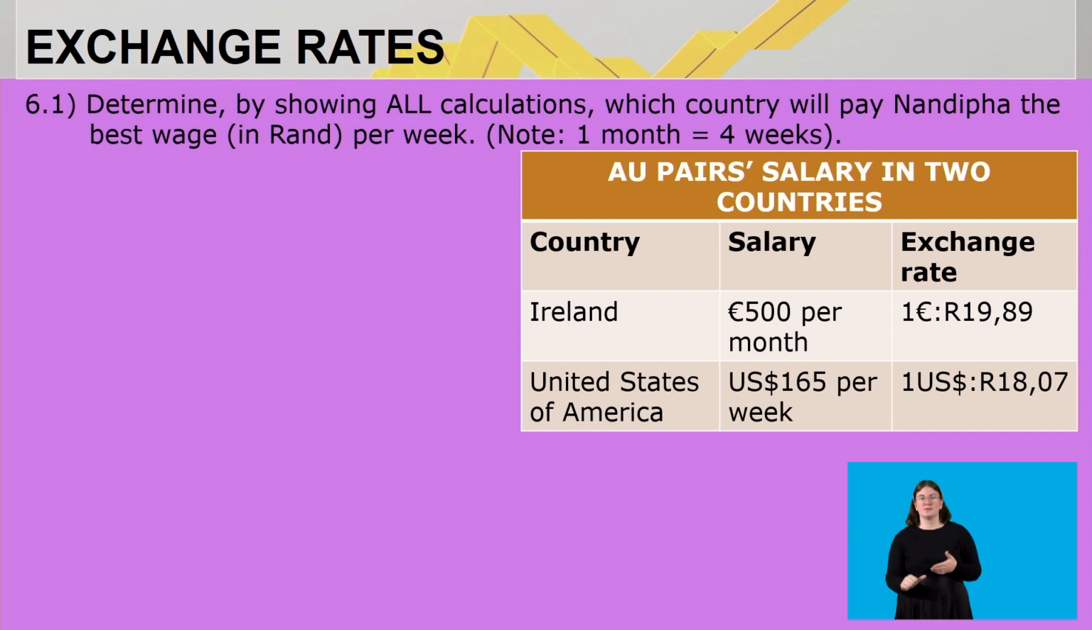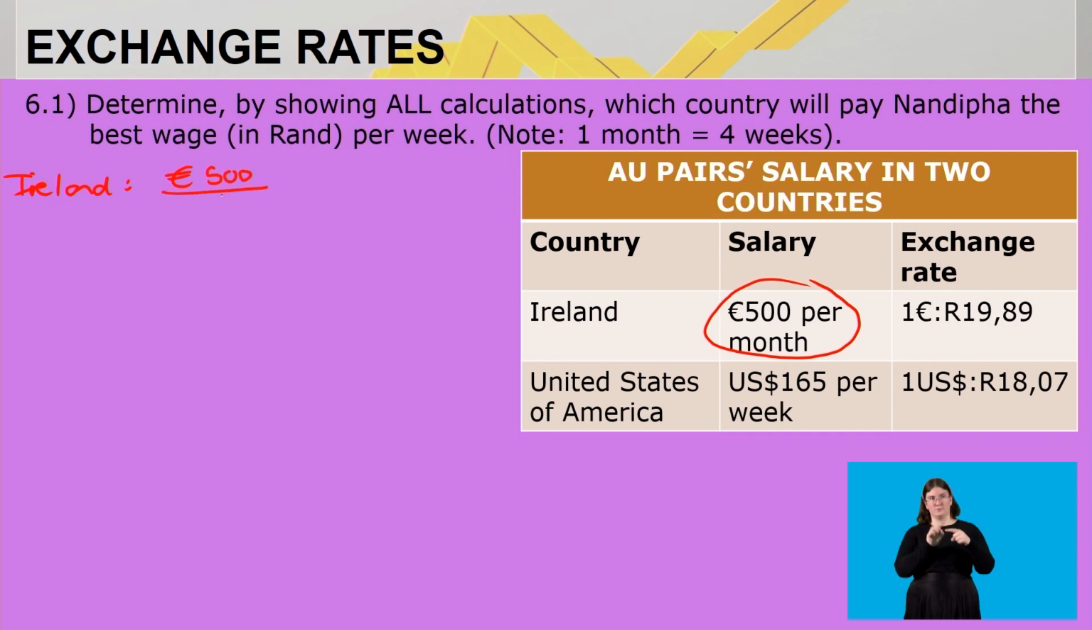Okay, so let's quickly break this up. I'll start with Ireland. Ireland is offering this monthly salary, but now we want to compare the two in terms of weeks. So therefore I'll take the 500 euros and first of all divide that by 4 to see what the payment will be on a weekly basis. So 500 divided by 4 will give us 125 euros per week.